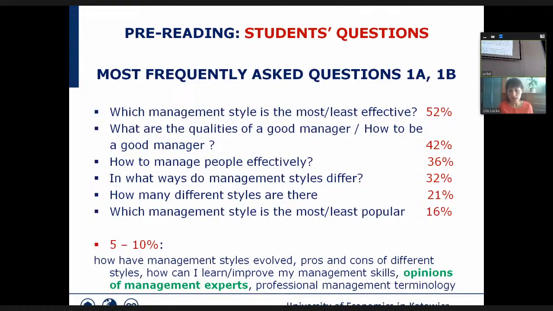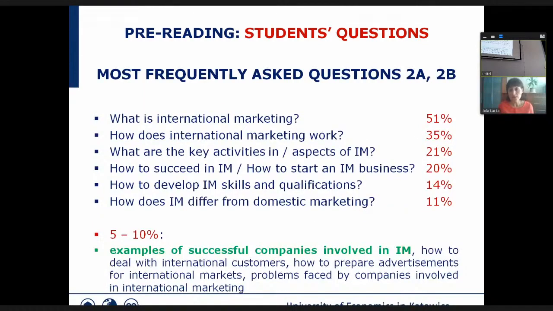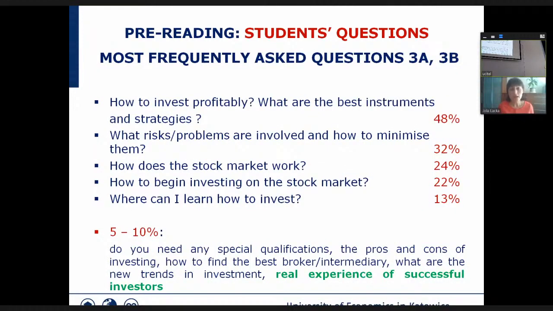And now if you look at the results, I don't have enough time to go through all of the questions that the students submitted, but if you just look at the most frequently asked questions: which management style is the least effective? What are the qualities of a good manager? How to be a good manager? How to manage people effectively? Okay. In the next pair of texts, what is international marketing? How does international marketing work? What are the key activities in international marketing? And the third pair of texts, how to invest profitably, what are the best instruments and strategies, what risks, problems are involved, how to minimize them, how does the stock market work.